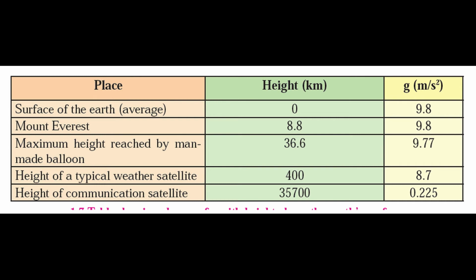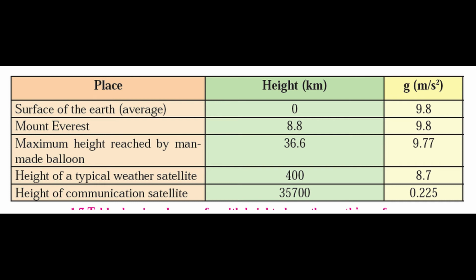Height of a typical weather satellite is 400 kilometers. The value of g is 8.7 meters per second square. And the height of a communication satellite is 35,700 kilometers from Earth, and the value of g decreases to 0.225 meter per second square, which is quite a significant drop.